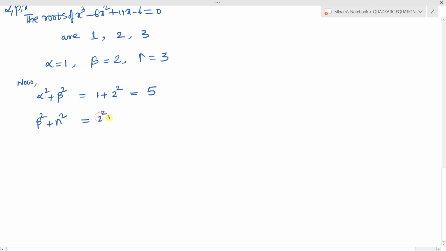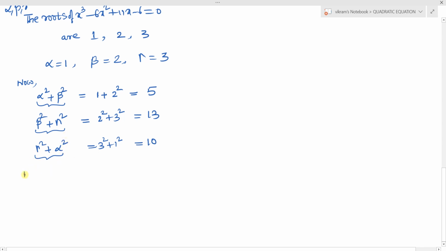2 square plus 3 square is 13. And gamma square plus alpha square, so 3 square plus 1 square, the resultant is equal to 10. Okay, so that means the question is asking us to find the equation whose roots are alpha square plus beta square, beta square plus gamma square, and gamma square plus alpha square.